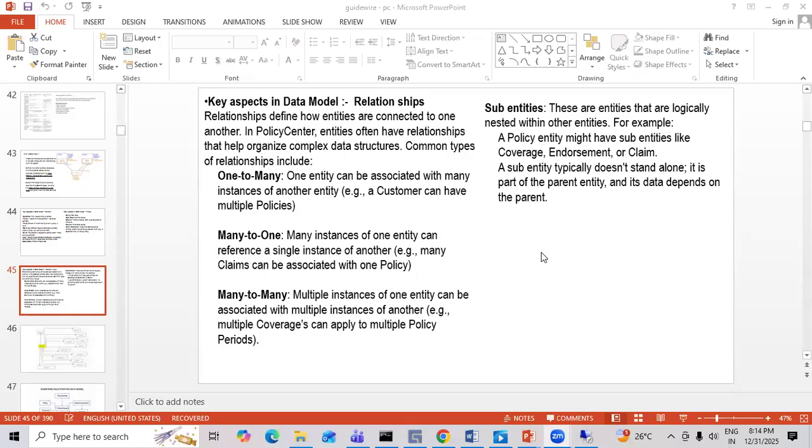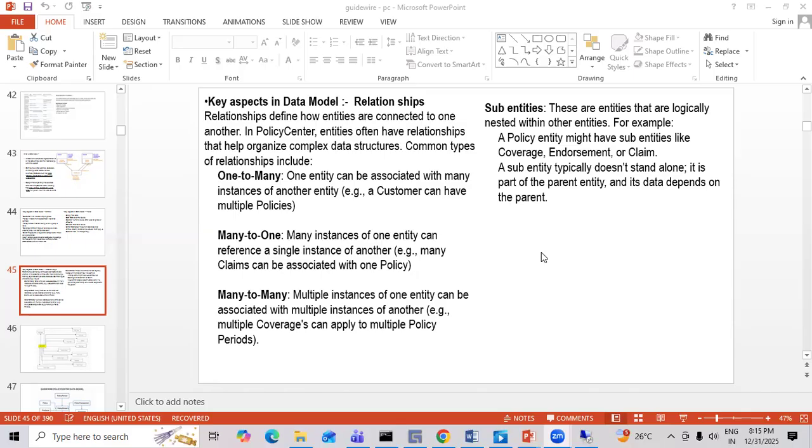So at the end of the day, in the data model, these will be presented in context to the logic: one to many, many to one, many to many. One to many means a person can have multiple policies. Many to one means one single policy can have multiple claims at different times, during different timelines. Many to many means multiple coverages can apply to multiple policy periods, depending on the policy period and whatever coverages can be applied. So these are the three relationships generally presented when we are working on the data model.